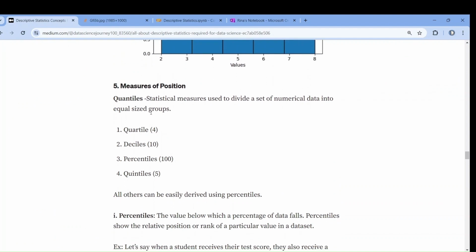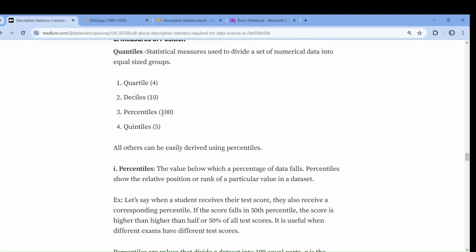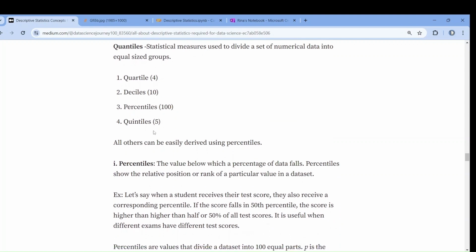Okay, now let's understand measures of position. Measures of position means finding the location of the data point. How can we do this? By these four ways. If the data set is divided into four parts, it is quartile. If divided into 10 parts, deciles. If it is divided into 100 parts, percentile. Or if it is divided into 5 parts, then quintiles. Percentiles are mainly used everywhere. We also used box plot to see the percentiles.